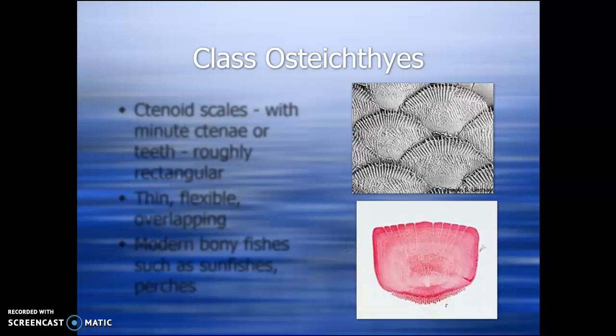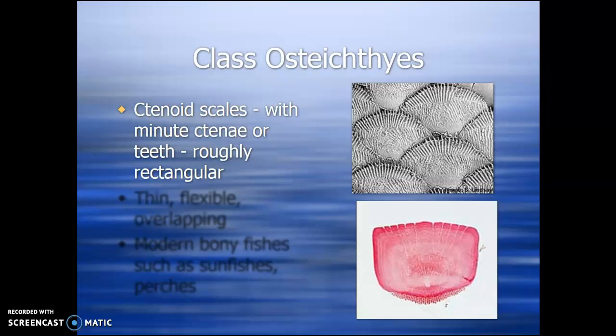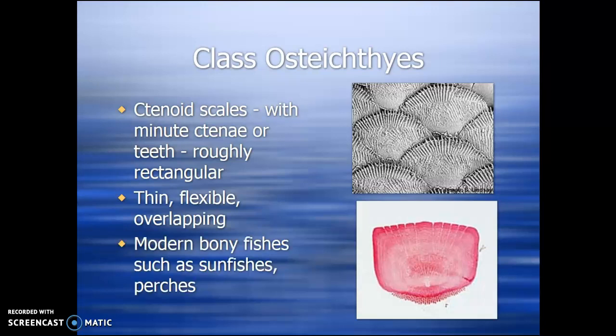Again you can see class Osteichthyes. Ctenoid scales have minute tenae or teeth, are roughly rectangular, thin, flexible, and overlapping. Modern bony fishes such as sunfishes and perches, that means Anabas scandens, have this kind of scales. Here at the bottom you can see a sharp teeth-like structure, which is used to fix the scales permanently in the body of the fish. Whereas at the top you can see the closer view.